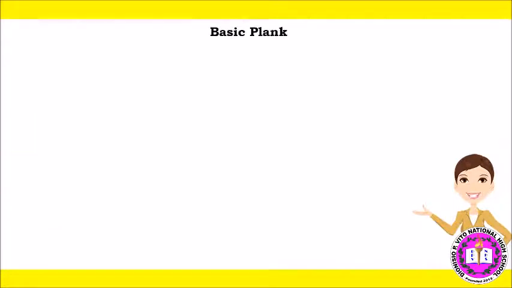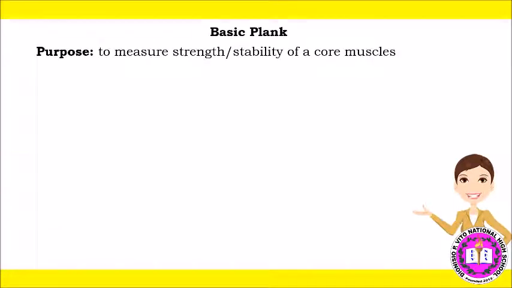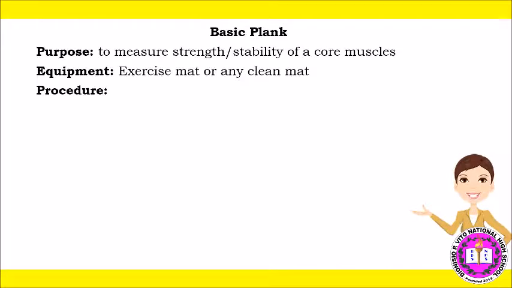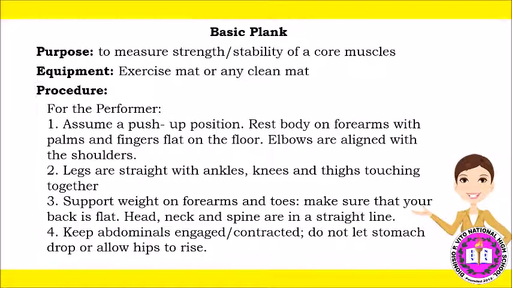Basic plank. Purpose: to measure strength or stability of the core muscles. Equipment: exercise mat or any clean mat. Procedure, for the performer: assume a push-up position, rest body on forearms with palms and fingers flat on the floor. Elbows are aligned with the shoulders.